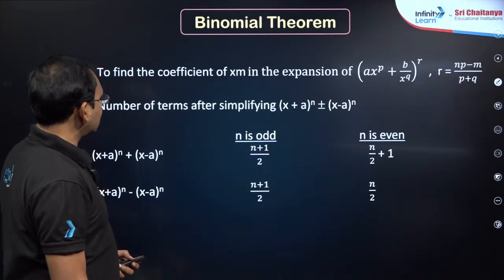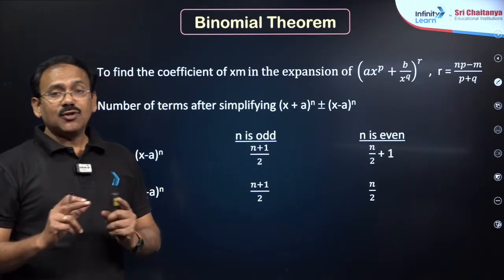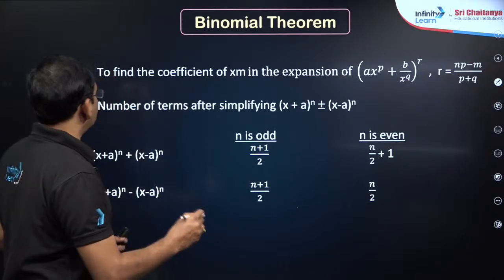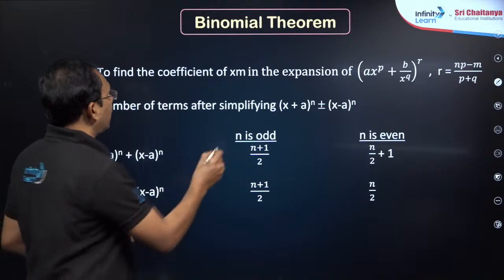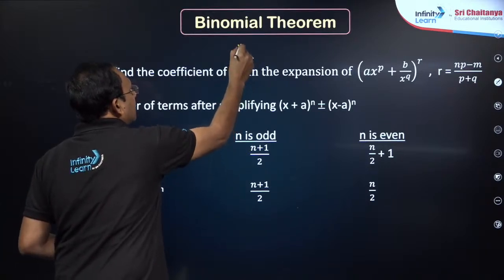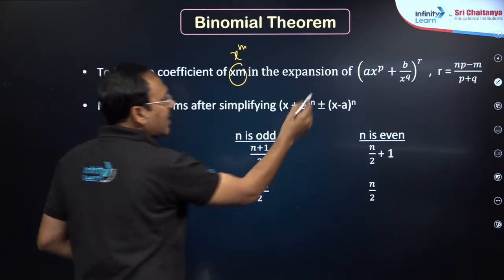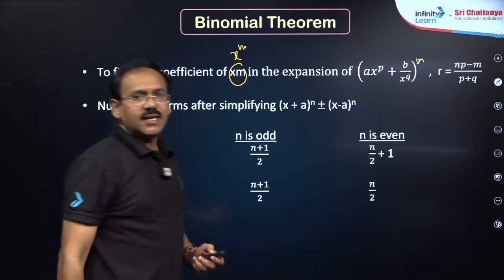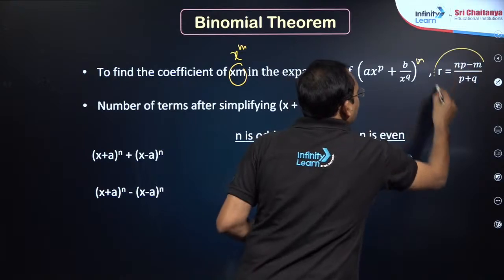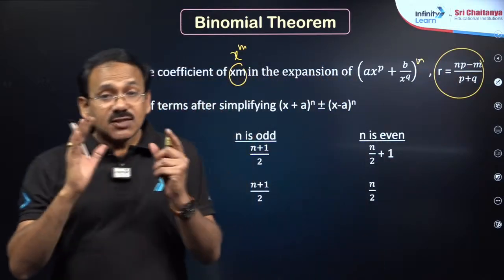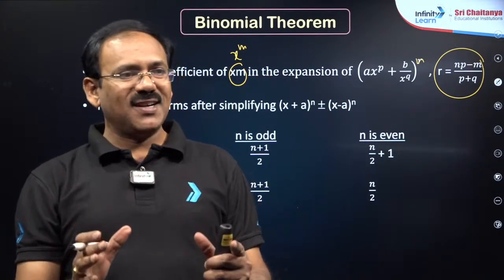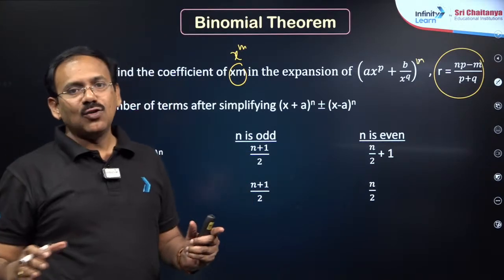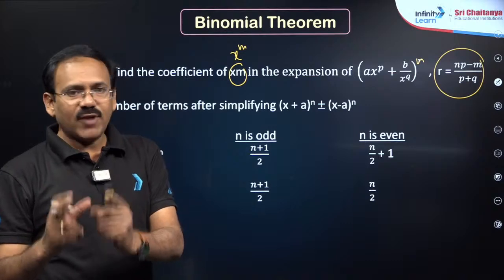The next, I told you even in binomial theorem, one of the most important cases is to find the coefficient of x^m in the expansion of (a x^p + b/x^q)^n. Dear students, r is equal to (np−m)/(p+q). This is a very important formula, dear students. With the help of which so many questions can be closed within no time. So please do remember, this is very important.